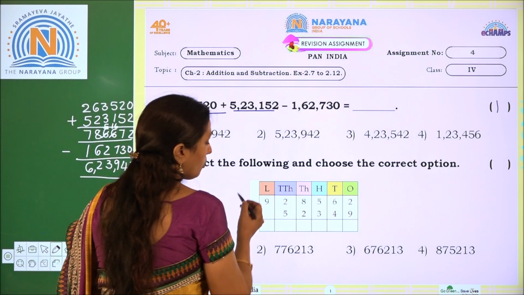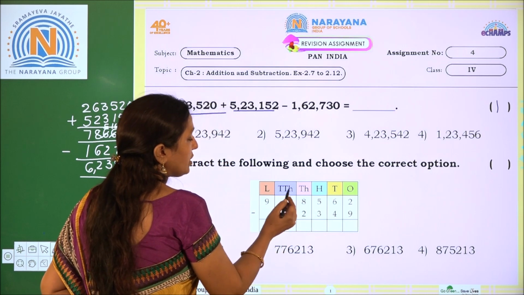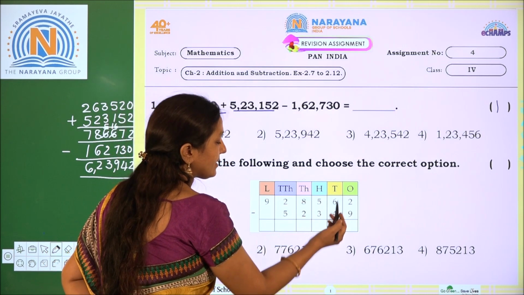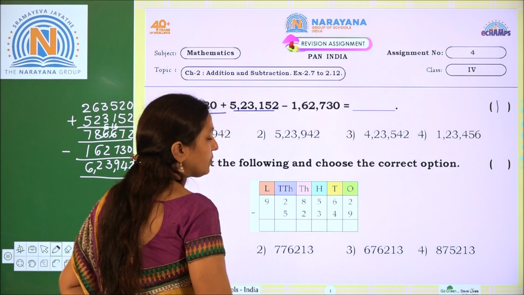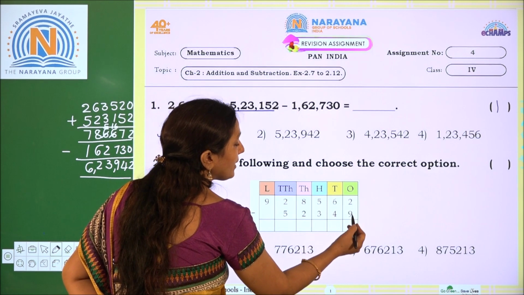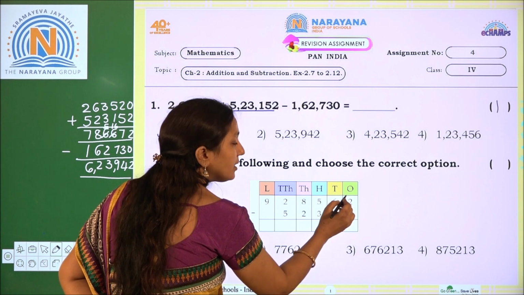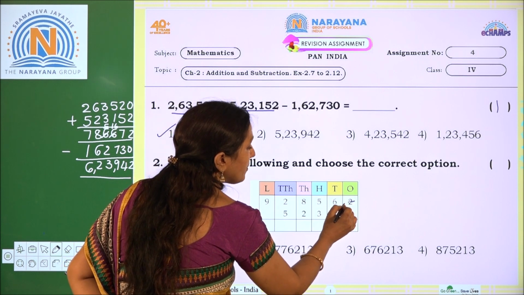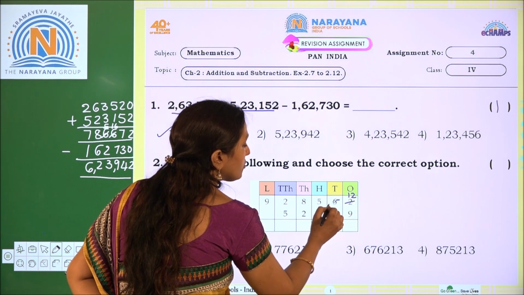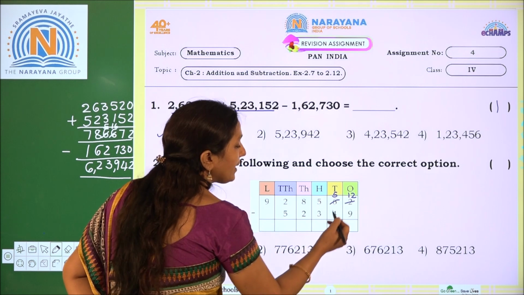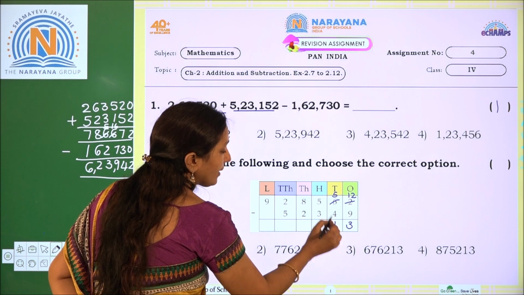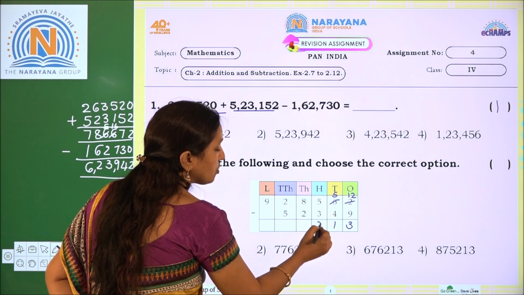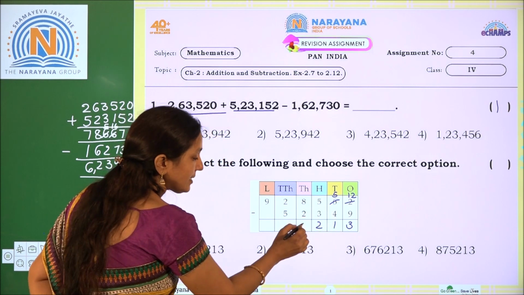Now, what are the given numbers? 9,28,562 minus 52,349. Now, subtract from the ones place. 2 minus 9 we cannot. From here, we have to regroup it. This 2 will become 12. 6 will become 5. 12 minus 9 is 3. 5 minus 4 is 1. 5 minus 3 is 2. 8 minus 2 is 6.